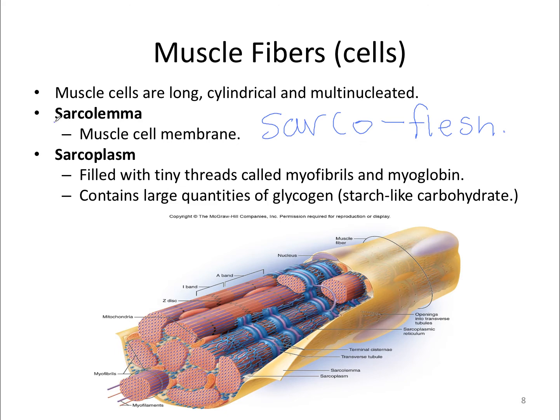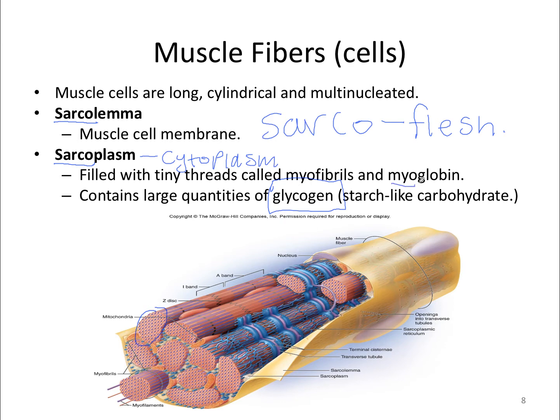So, note we have sarcolemma, which is the specific name for the muscle cell membrane. So it's not just a regular plasma membrane, it's a muscle cell membrane. The sarcoplasm is the cytoplasm of a skeletal muscle cell. This is special because it has large quantities of glycogen, which is a carbohydrate that's sort of like starch. It's an energy storage molecule.